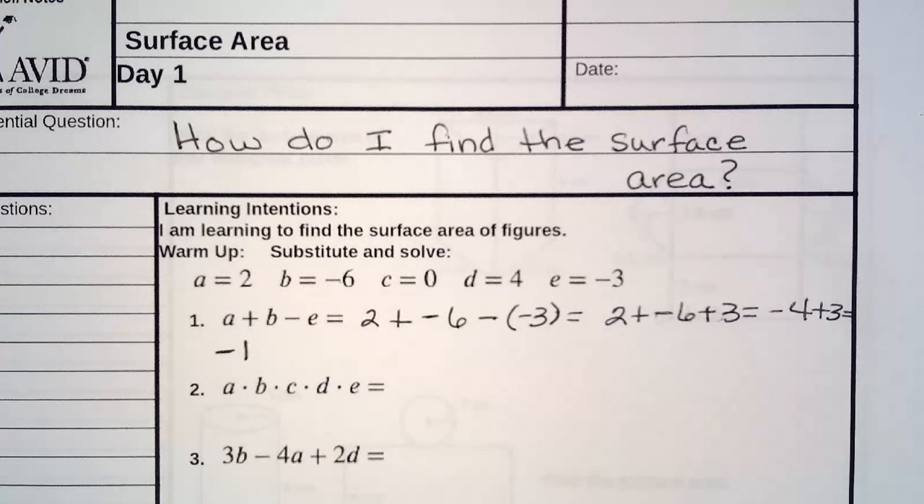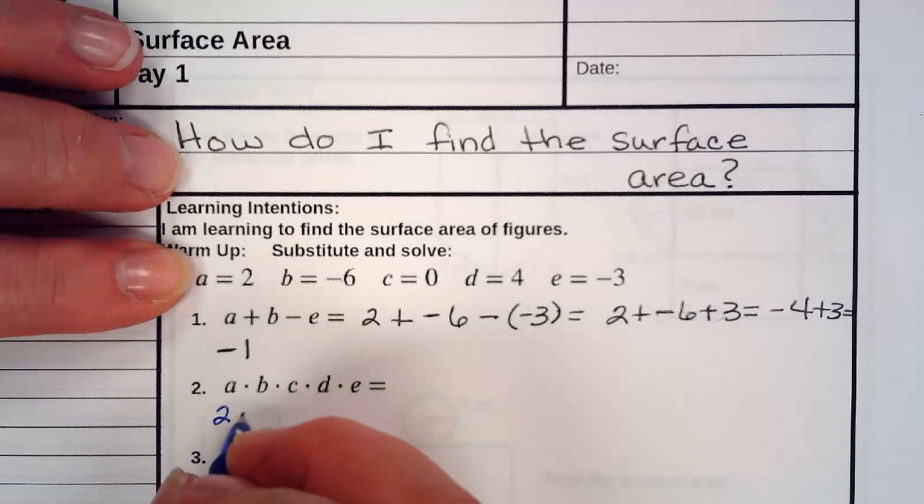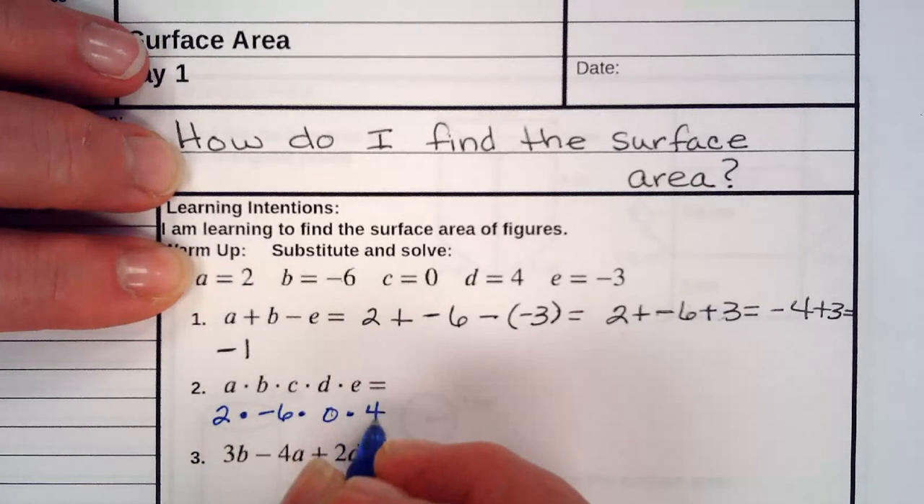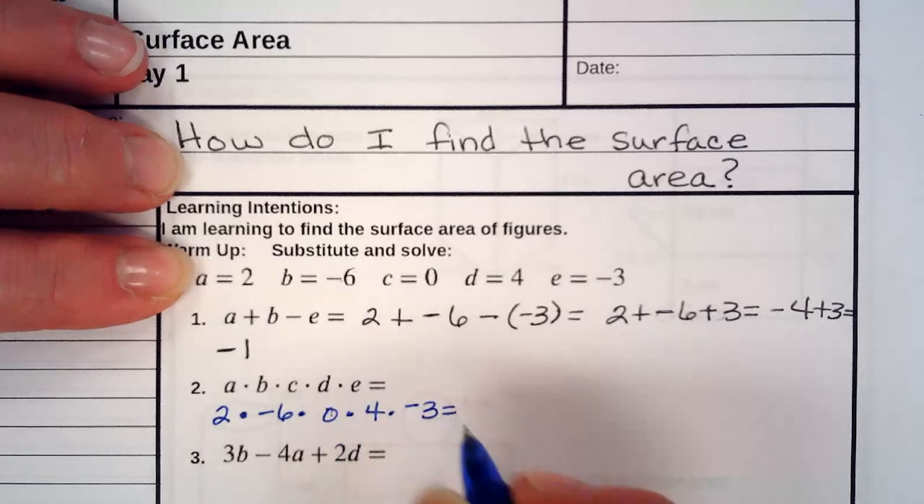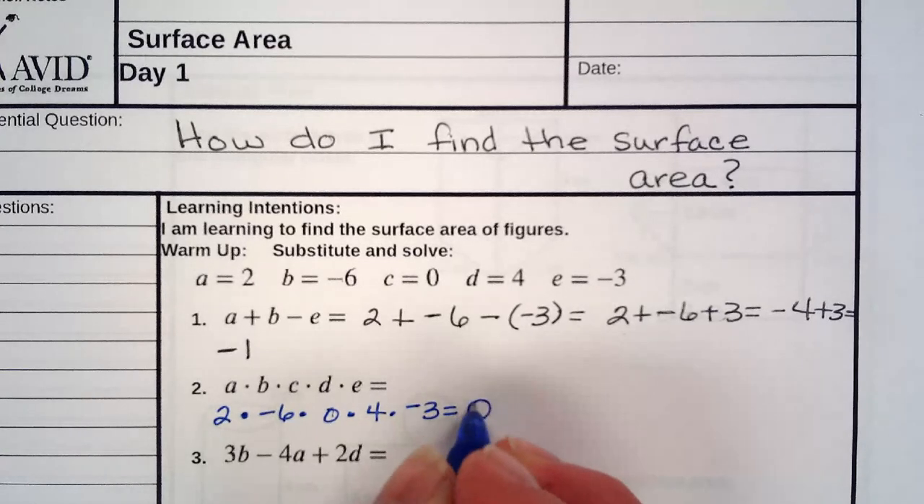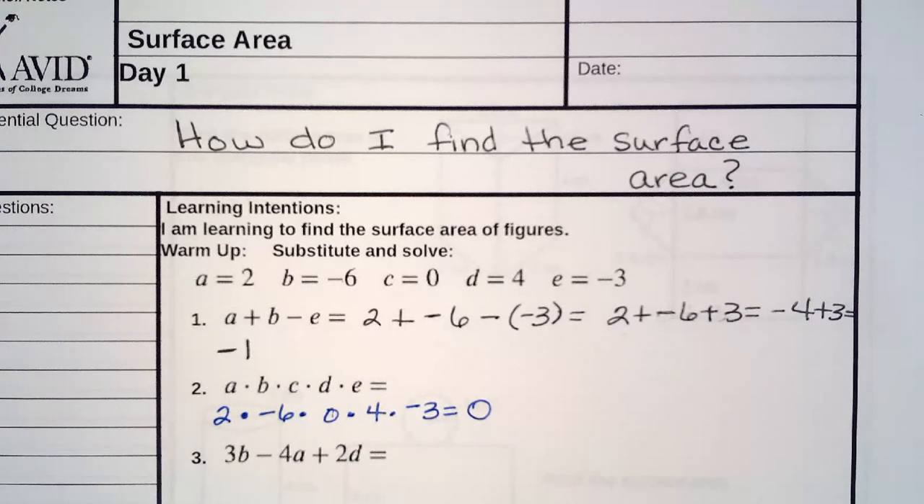Okay, for the next one, we're going to multiply all the numbers together. 2 times negative 6 times 0 times 4 times negative 3. As I look at the problem, I notice that I have a 0. I'm multiplying whatever numbers they are by 0. What happens? Well, your answer will be 0, because anytime you multiply and have 0 in the mix, your answer will be 0.